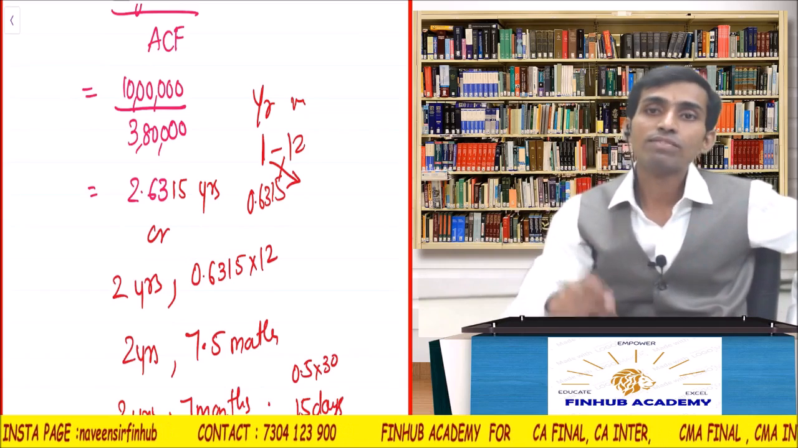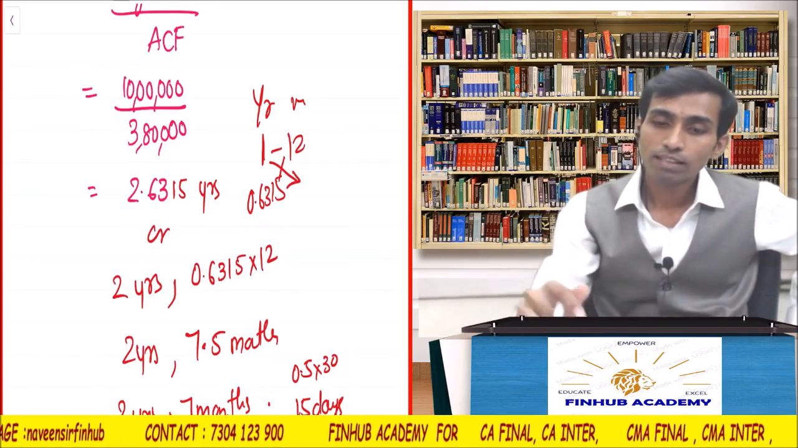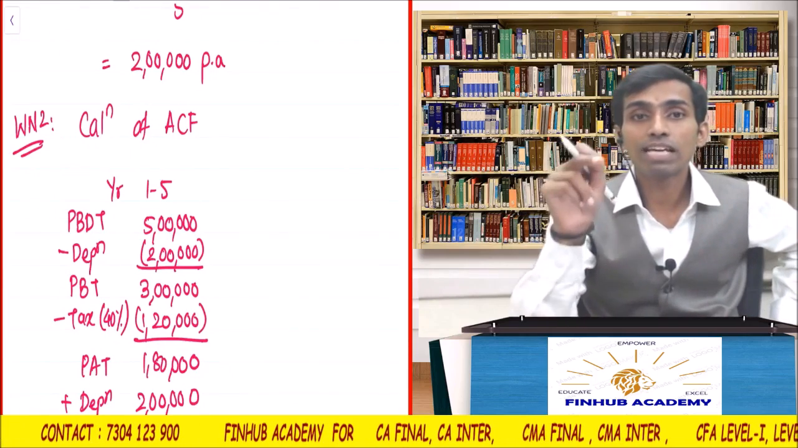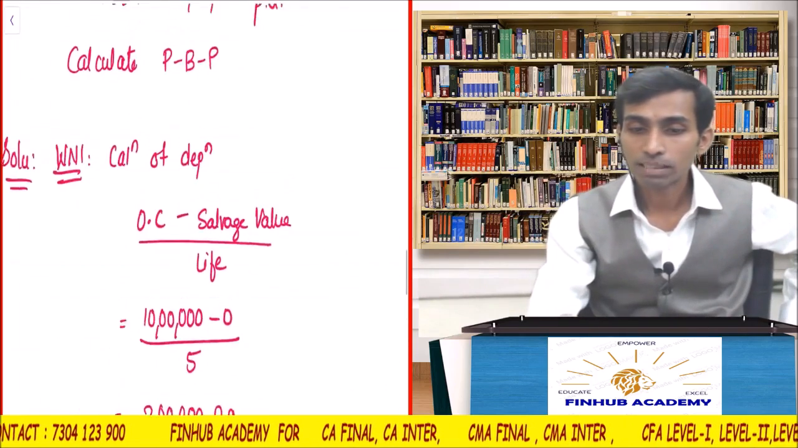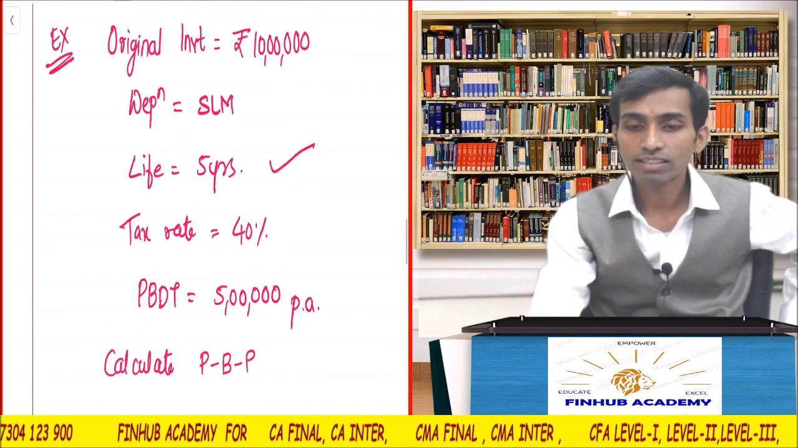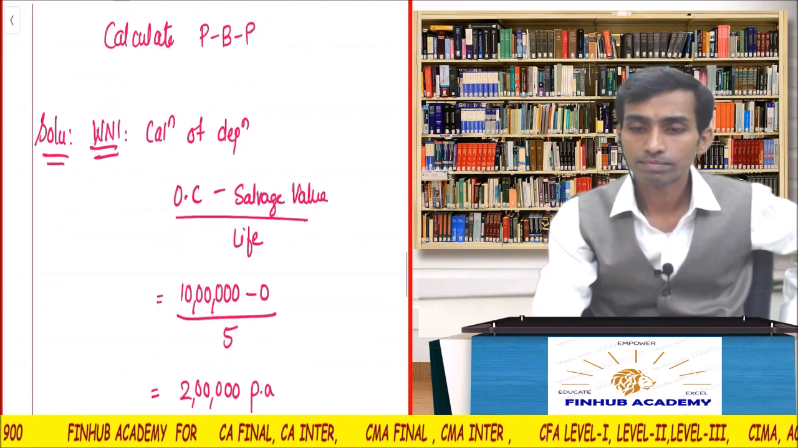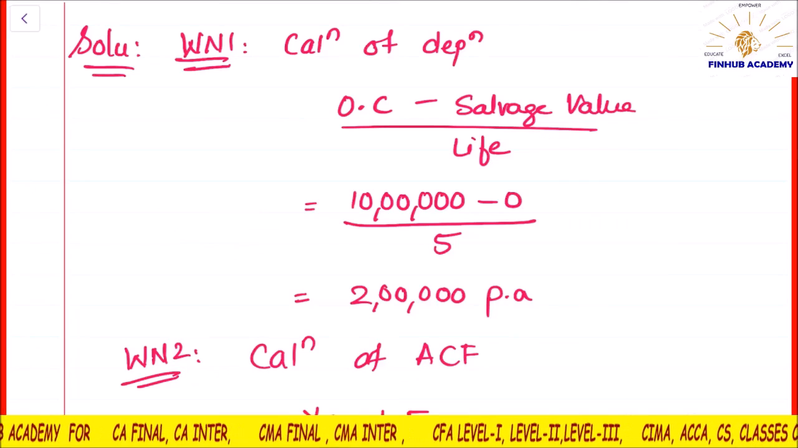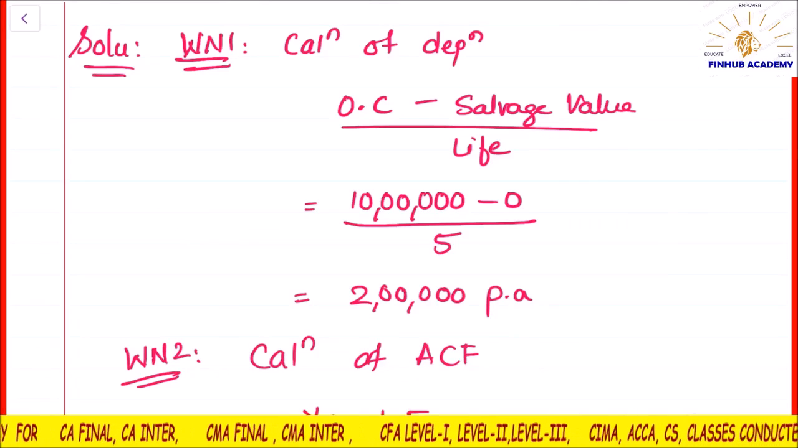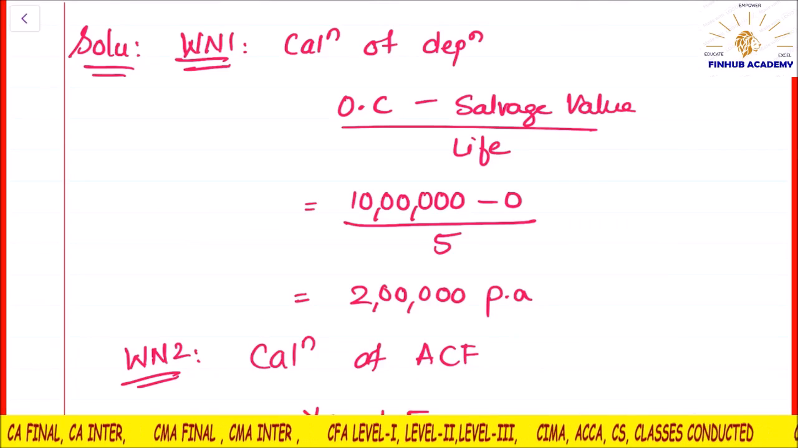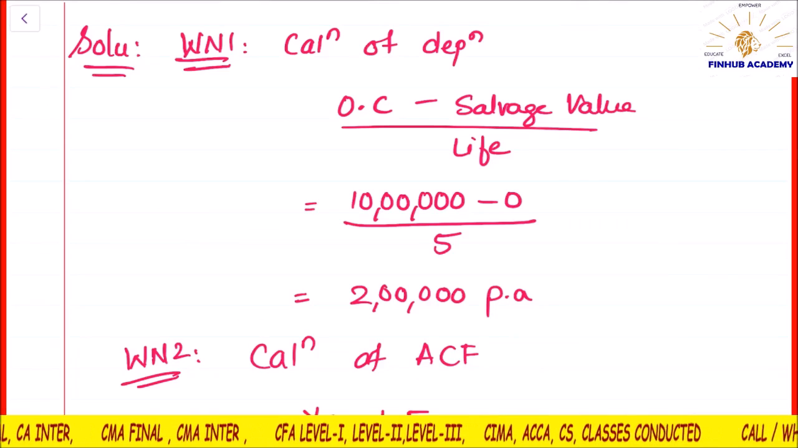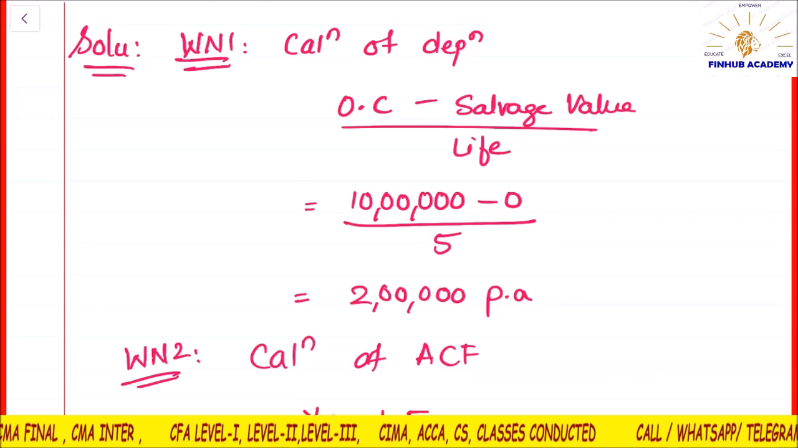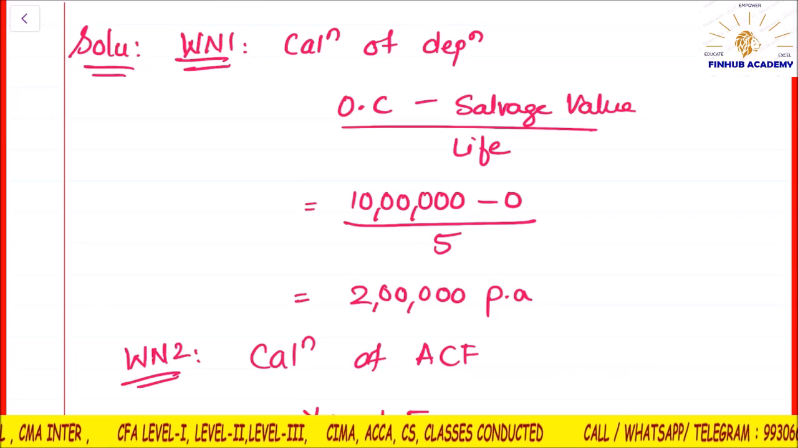Okay. So this is a very simple thing. Write this, copy this. Everybody, I hope now it is clear why we are calculating ACF. Copy this. Have you copied the question? Okay. Copy the solution. Working note number 1 done. Everybody, if you have not, please do it.